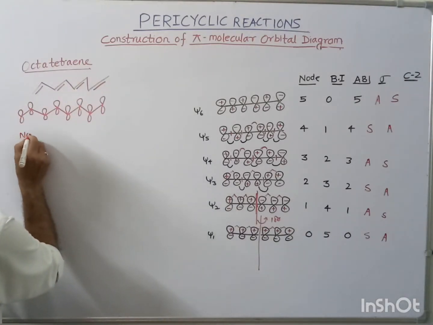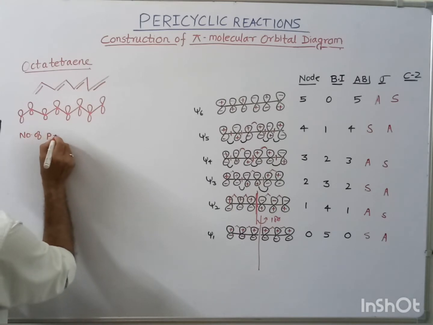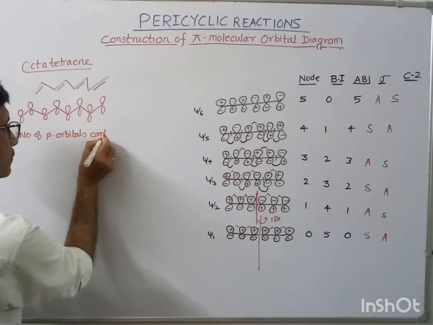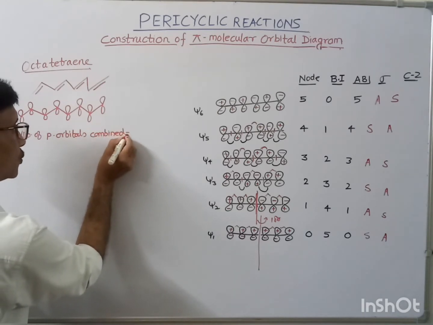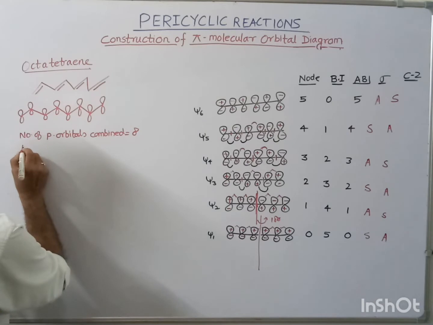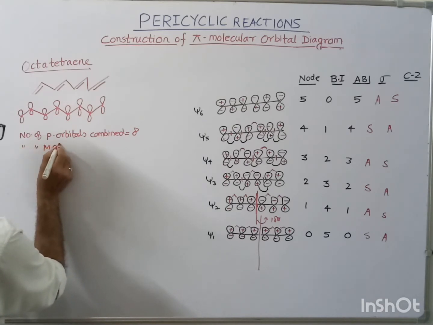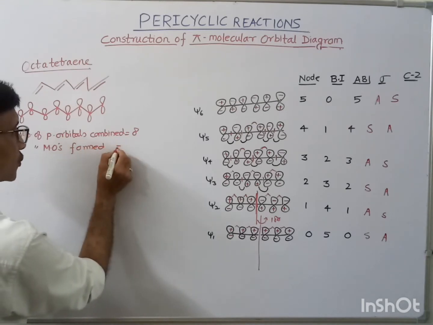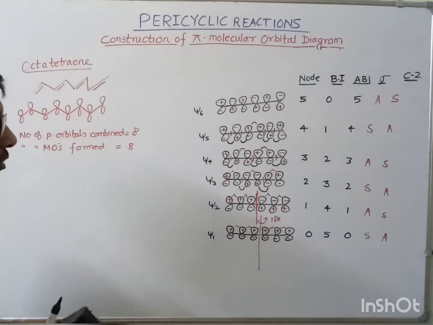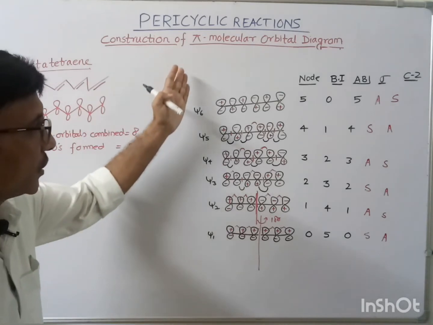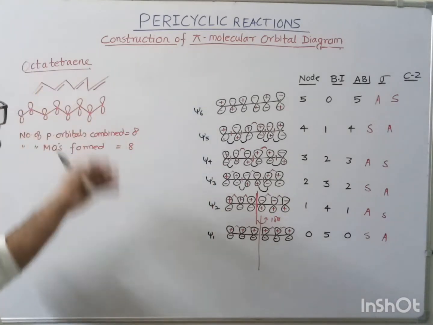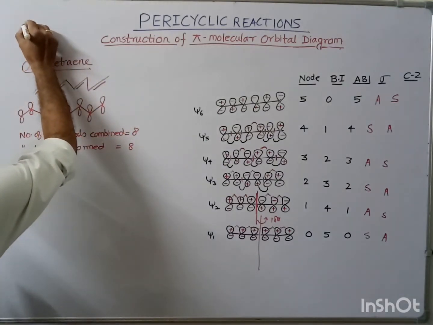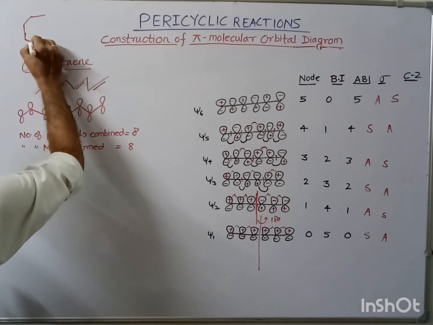So the number of p orbitals combined is equal to 8. The number of molecular orbitals formed is also equal to 8. So I should draw the 8 molecular orbitals for this octatetraene. Or otherwise you may draw it in this way also.